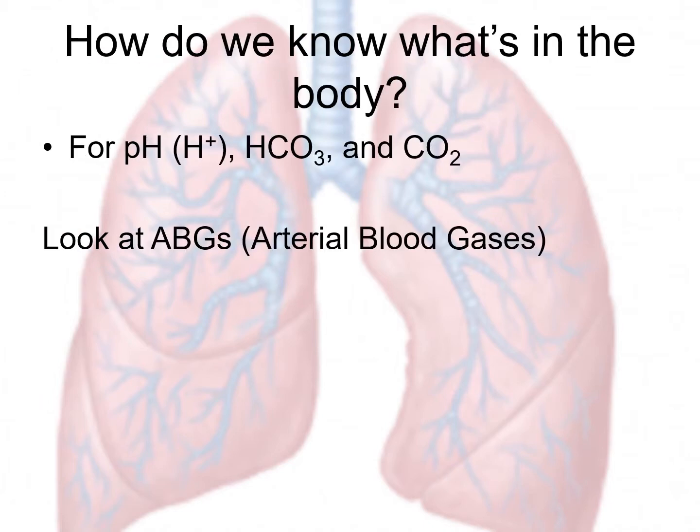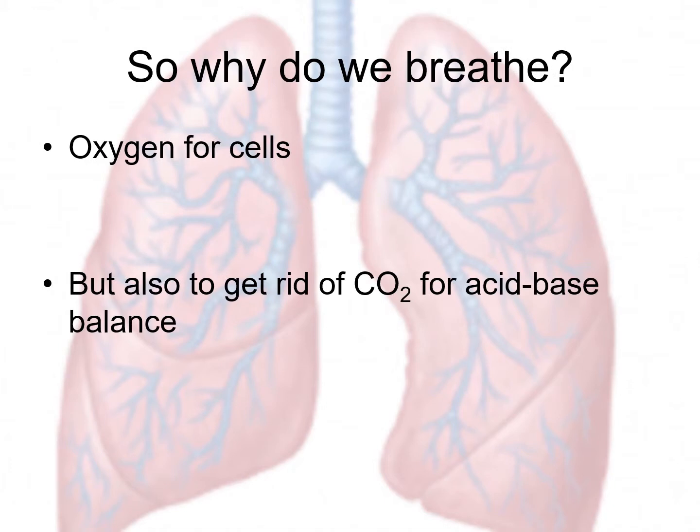So to check what the status is in the body, we can do arterial blood gases, ABGs. Again, not something that we'll be using pharmacology for, although again, if someone is acidotic, we can actually give them bicarbonate, which will bind with it and improve the pH and so on. So we breathe to not only get oxygen for ourselves, but also to rid ourselves of the carbon dioxide.